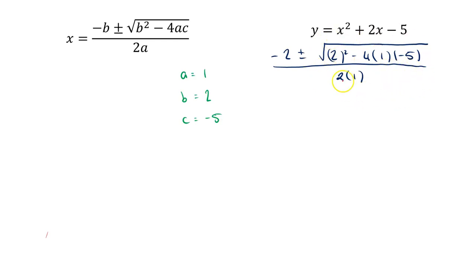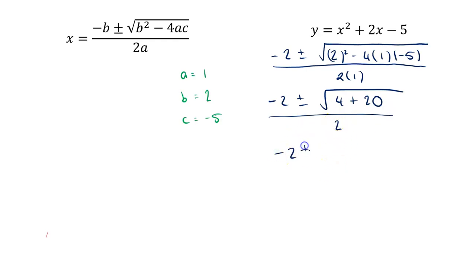Now, if you have a calculator, again, you can type this straight in as it is, or we can work through it with pen and paper. And let's do a little bit of that now. So we have -2 plus minus the square root. 2 squared is 4. This is 4. Minus 4 times 1, which is -4, times -5, which is going to be plus 20. All over 2 times 1, which is 2.